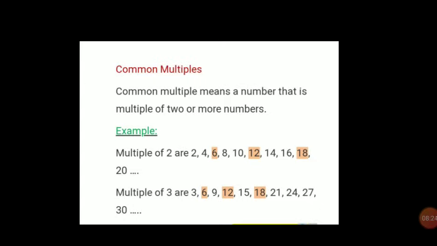Now, you will write the multiples of 3. Multiples of 3 are 3, 6, 9, 12, 15, 18, 21, 24, 27, 30, and so on. Here, 6, 12, and 18 are common multiples of 2 and 3. Common multiples of 2 and 3 are 6, 12, 18, and so on.